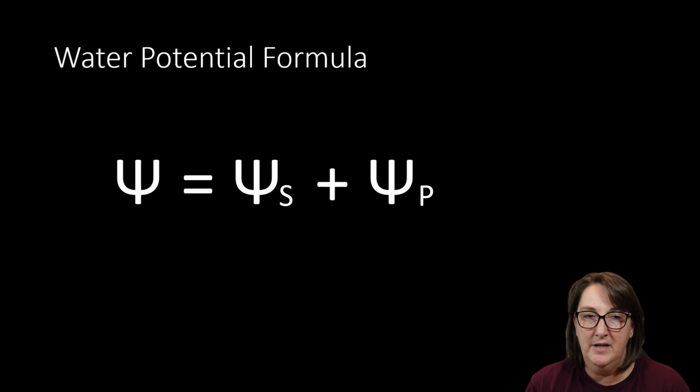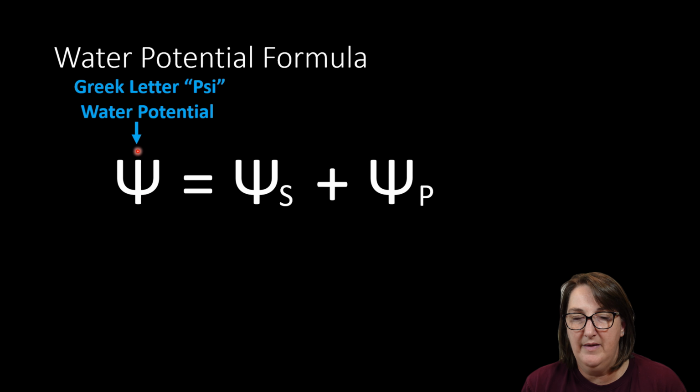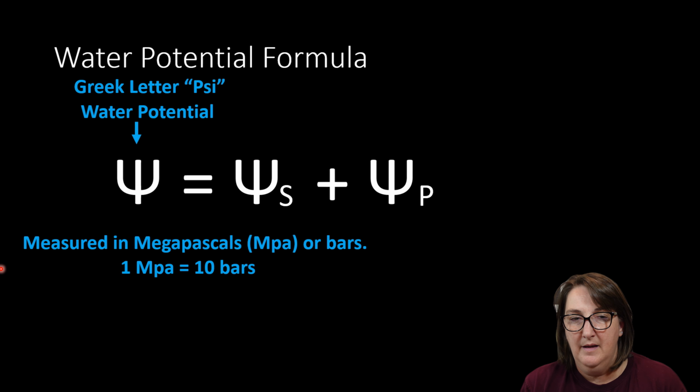So here's my water potential formula. This is water potential. This is the Greek letter psi, but we'll just say some type of potential. If it doesn't have a letter next to it, this is water. Sometimes you'll see a W, and that means water potential. It will be measured in megapascals or bars. 1 megapascal equals 10 bars. Most of the time, it will just stay bars. That's what I've seen more of in AP Bio, bars versus megapascals. But I would still know it both ways.